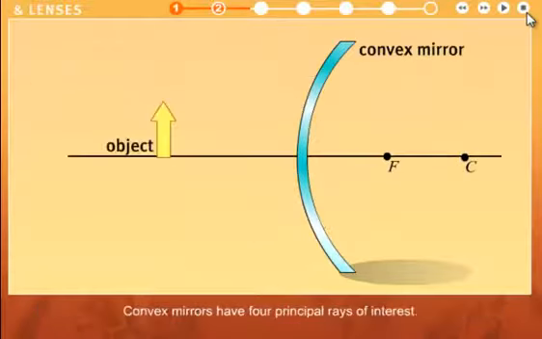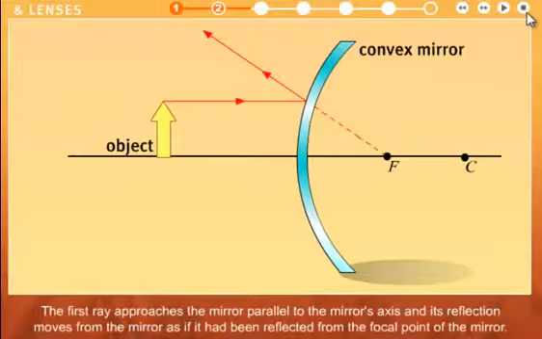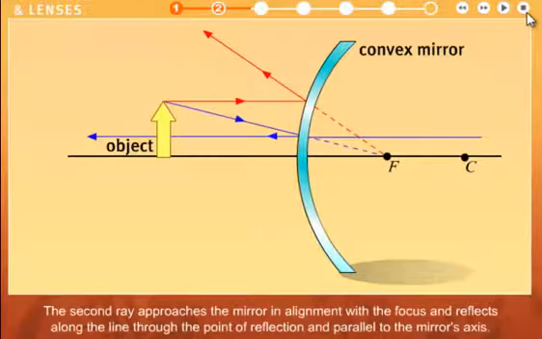Convex mirrors have four principal rays of interest. The first ray approaches the mirror parallel to the mirror's axis, and its reflection moves from the mirror as if it had been reflected from the focal point of the mirror. The second ray approaches the mirror in alignment with the focus and reflects along the line through the point of reflection and parallel to the mirror's axis.